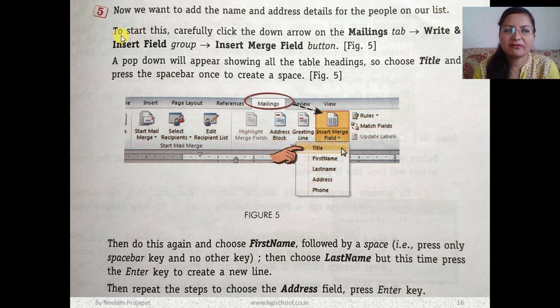What we have to do for this is click on the mailing tab again. Then after that you have to click on the write and insert fields group. Then click on the insert merge field button. There you will get many options which are there in your table. So here you have to click on whatever details you have filled, like title, first name, last name, address, etc.